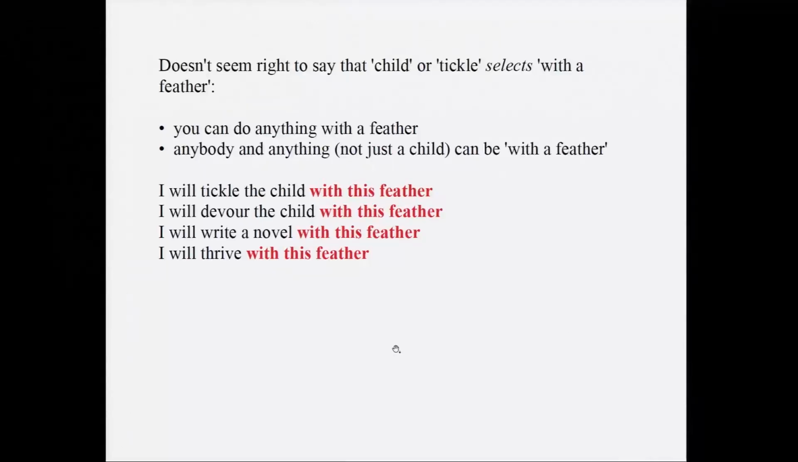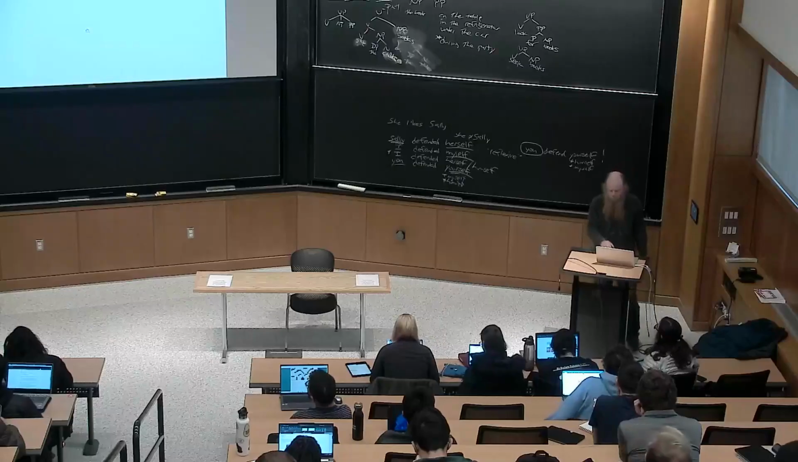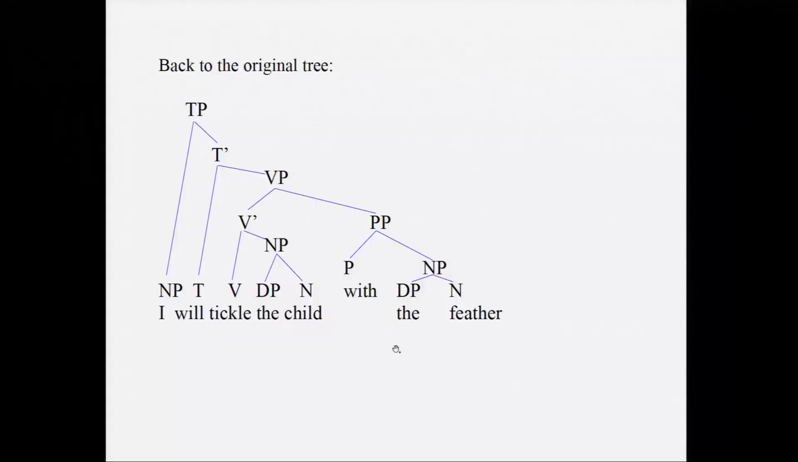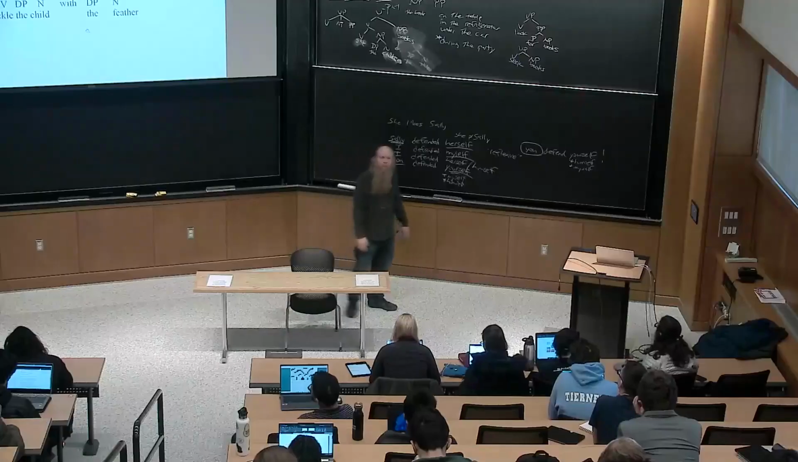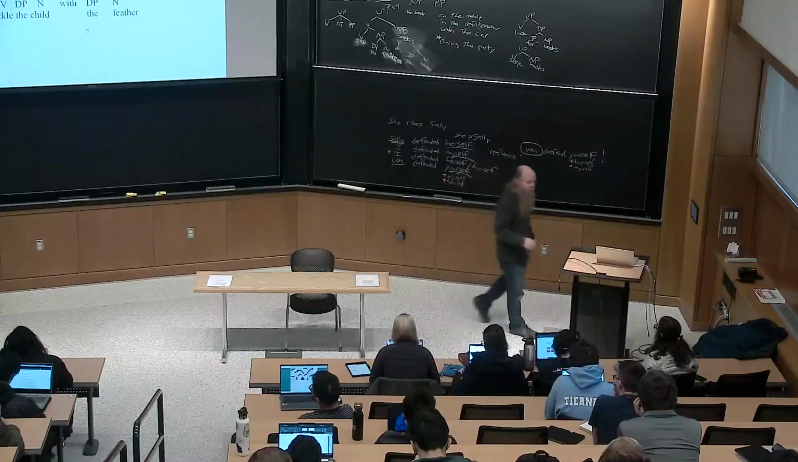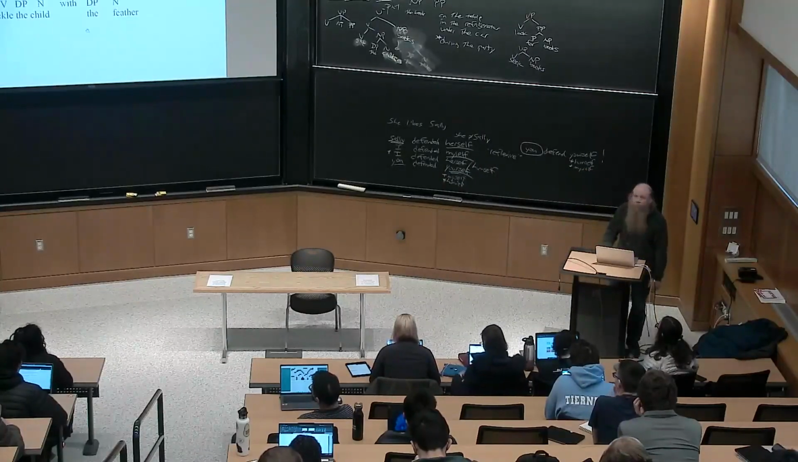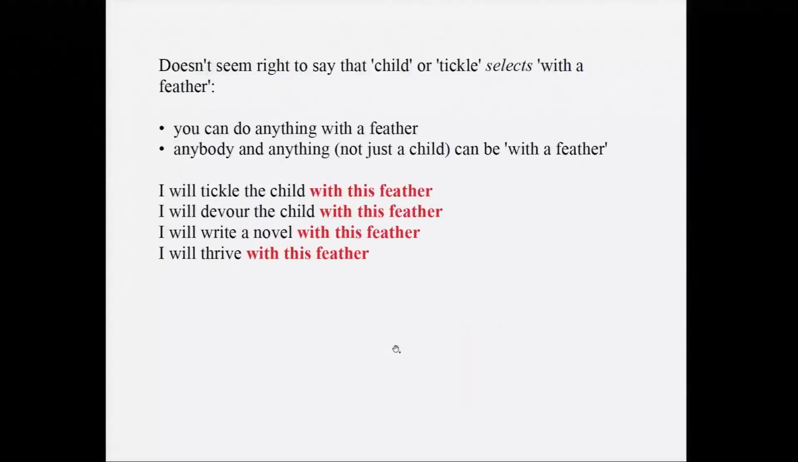Not much more, but a little more. So we don't want to say that tickle, or child, is selecting with a feather, right? So when I told you that tickle is selecting the child, one of the ways I tried to convince you of that was to say, yeah, not every verb can be followed by an object. There are transitive verbs and intransitive verbs. That's the kind of thing that makes us think we're looking at a selection relation. But any verb can be followed by with the feather. You can do anything with a feather. You can tickle a child with a feather.